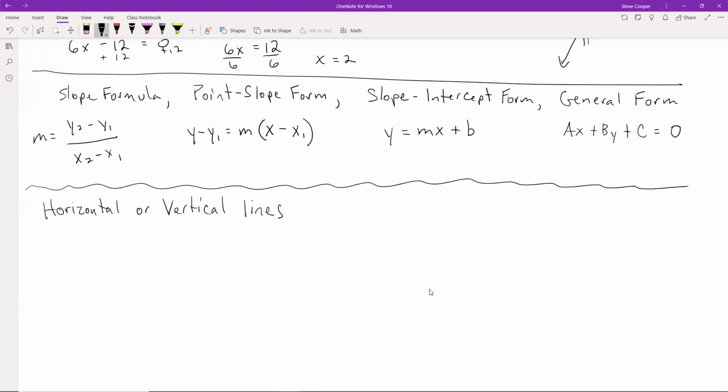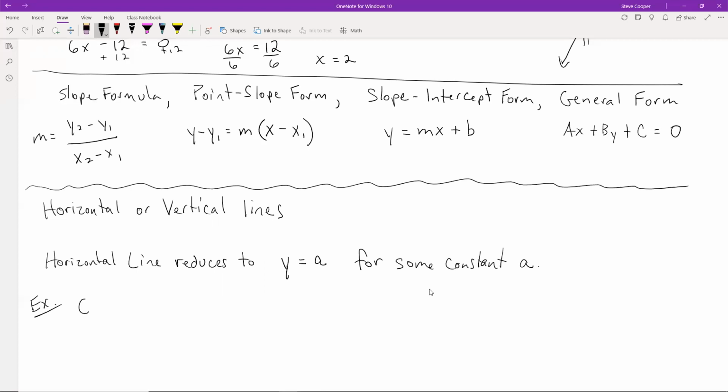Okay, so a horizontal line is going to reduce to y equals a, for some constant a. So for example, let's graph y equals -2.